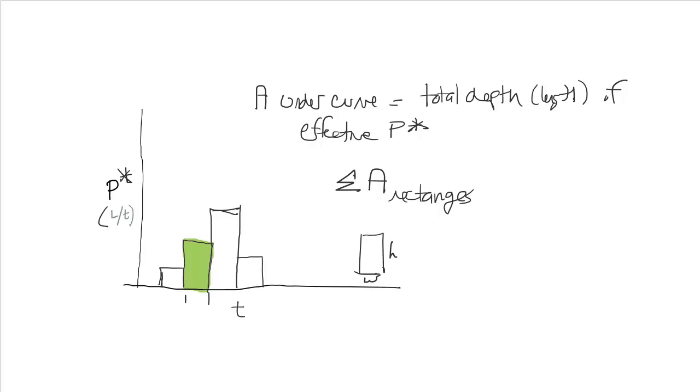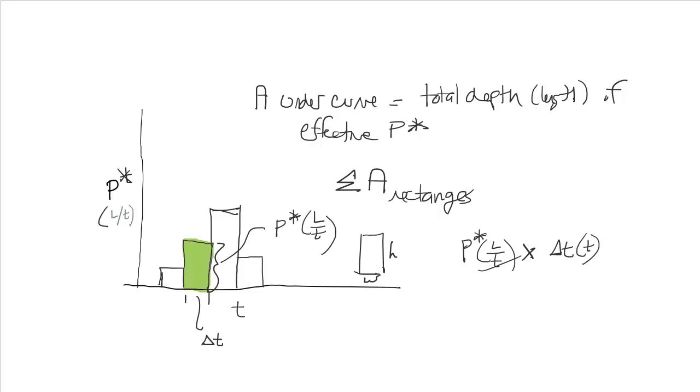The width is some increment of time. Usually it's an hour, but it could be 15 minutes or whatever it is. And the height here represents the precipitation or effective precipitation rate in length per time. And so if we multiply the effective precipitation rate in length per time times the time increment, delta t, which is in time, the times will cancel, and we'll end up with a total effective precipitation measured in length or depth.